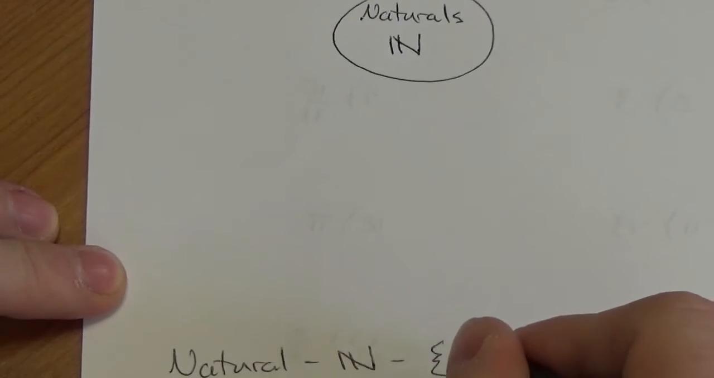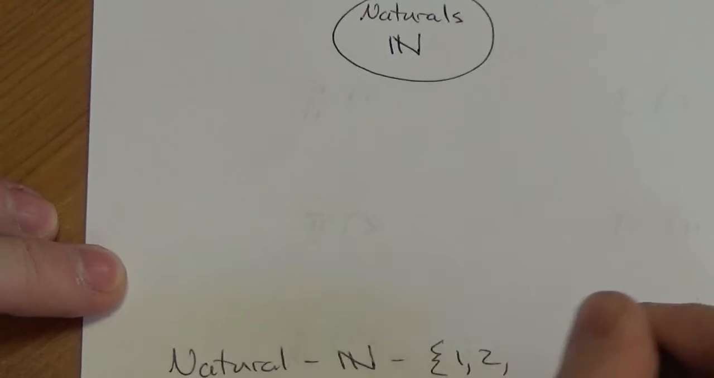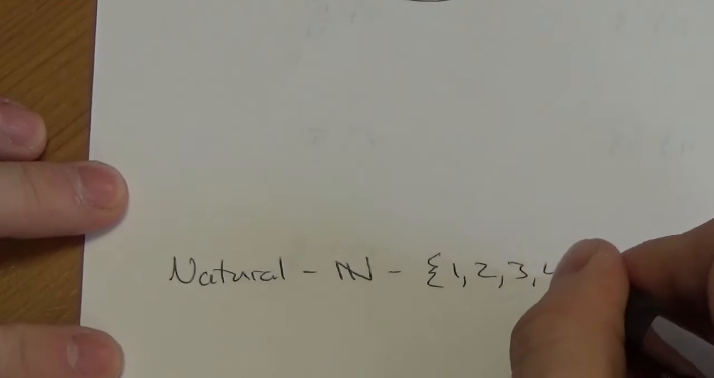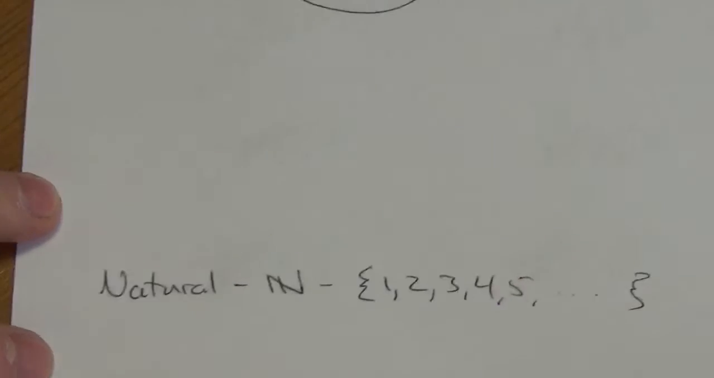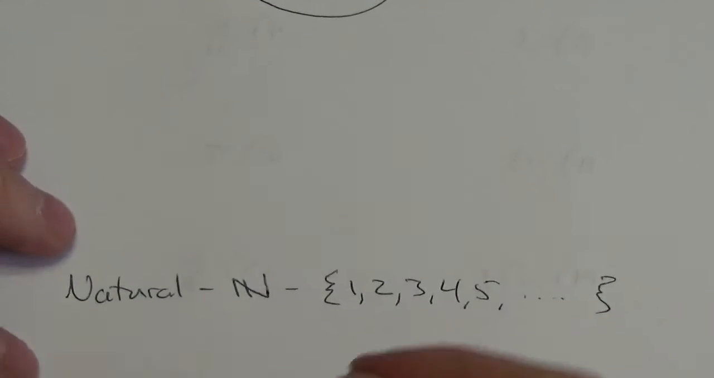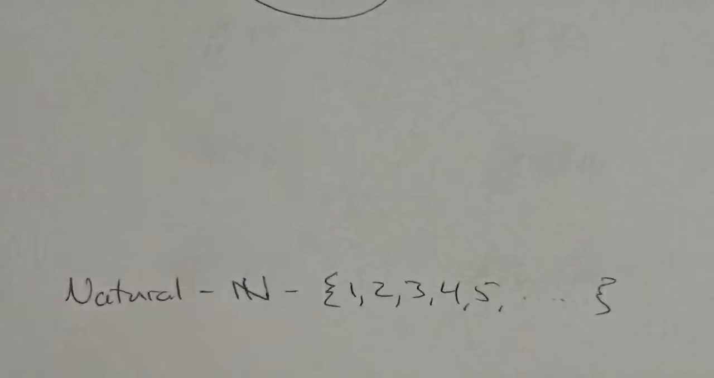This is just that set of numbers that starts with 1, 2, 3, 4, 5, and so on. Just the counting numbers. When you learned to count, you started on the natural numbers. We call them natural numbers because they are the numbers that we naturally use when we start counting.